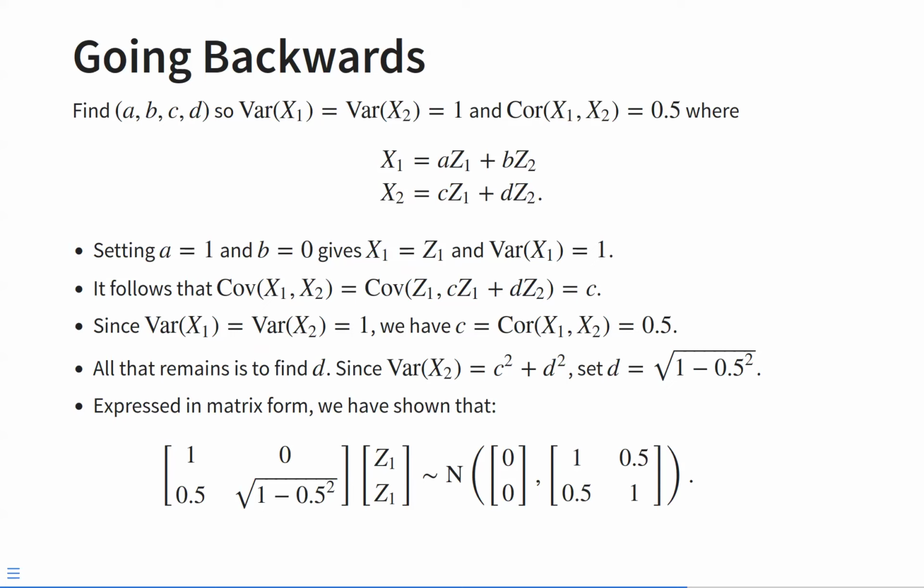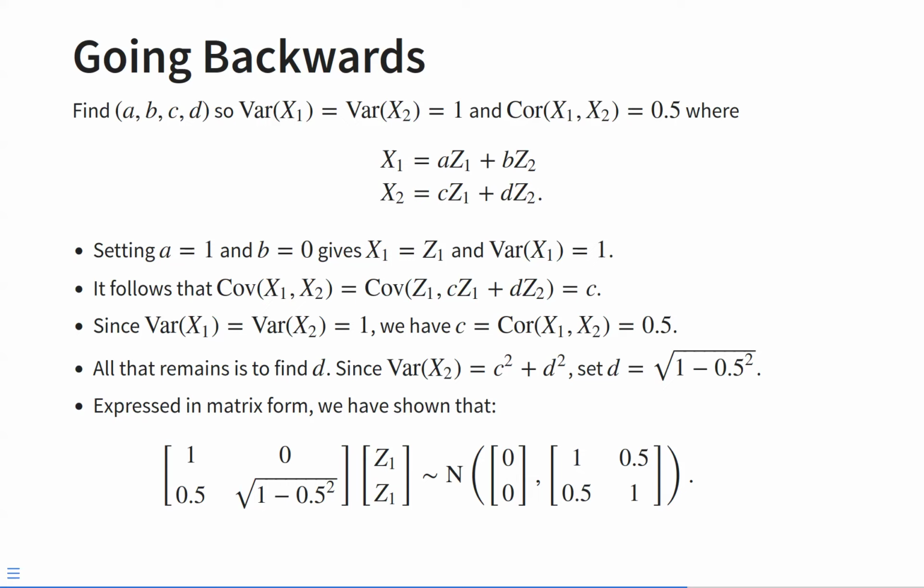So, thus far, we have gone forwards. I told you a, b, c, d, and you were then able to find out what kind of correlation structure you would create between x1 and x2 when you pre-multiplied z by that matrix A. Well, now we would like to go backwards. So now we would like to find the values a, b, c, d such that we can achieve a particular covariance structure between x1 and x2. And again, we're still going to be taking this linear combination of z1 and z2. We're still going to be combining to create correlation.